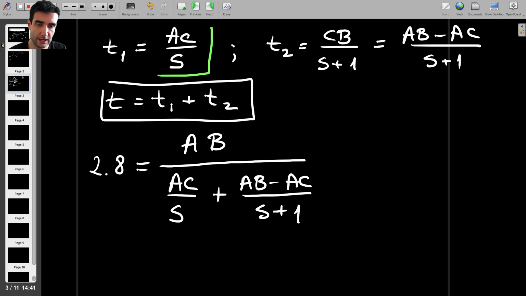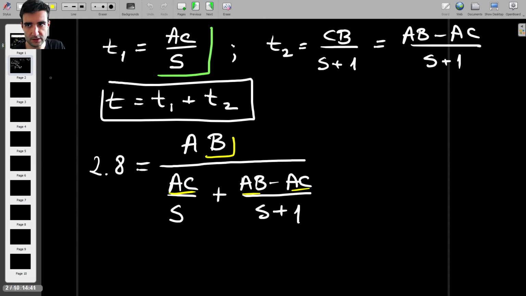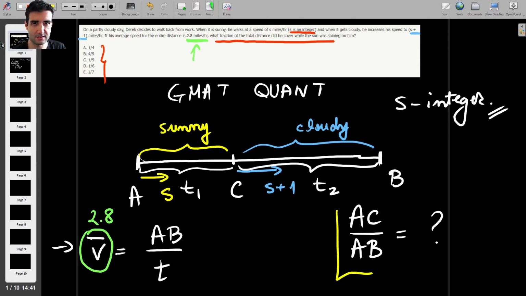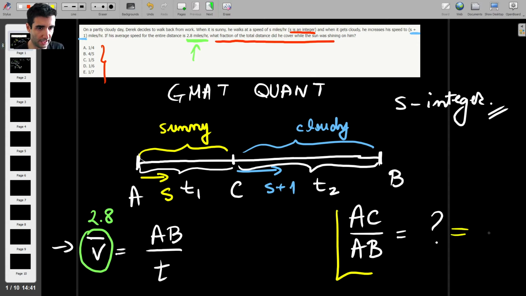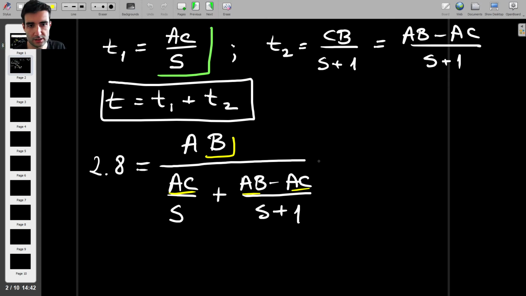The reason why I removed CB from everywhere is that everywhere you look now in this equation, I have AB and AC, because the question is actually asking us to find AC over AB. So first of all, let's call this X, just to make things a bit simpler. The other thing I'll do is divide the top and the bottom of this equation by AB. So this is what I have. I have AB over AB.